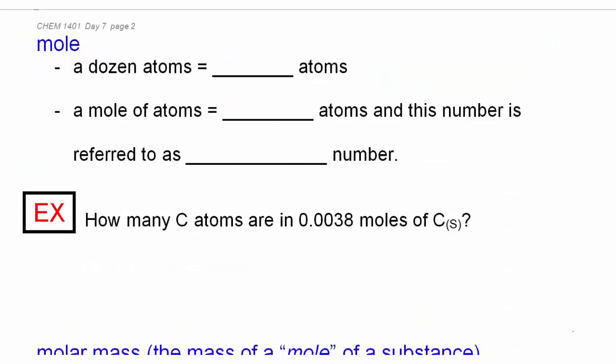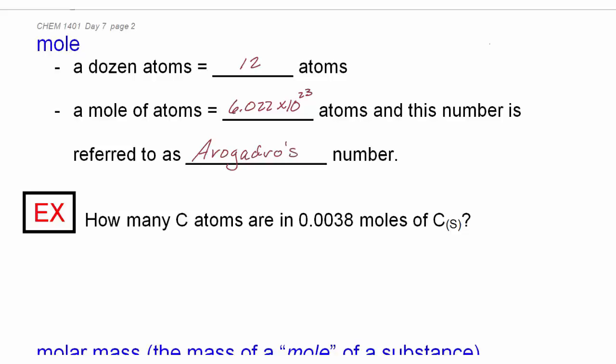So just what is a mole? Well, let's start with a dozen. If you had a dozen atoms, you'd know that you have 12 atoms. What if you have a mole of atoms, or a mole of anything? How many would you have? 6.022 times 10 to the 23rd. And this number is referred to as Avogadro's number.